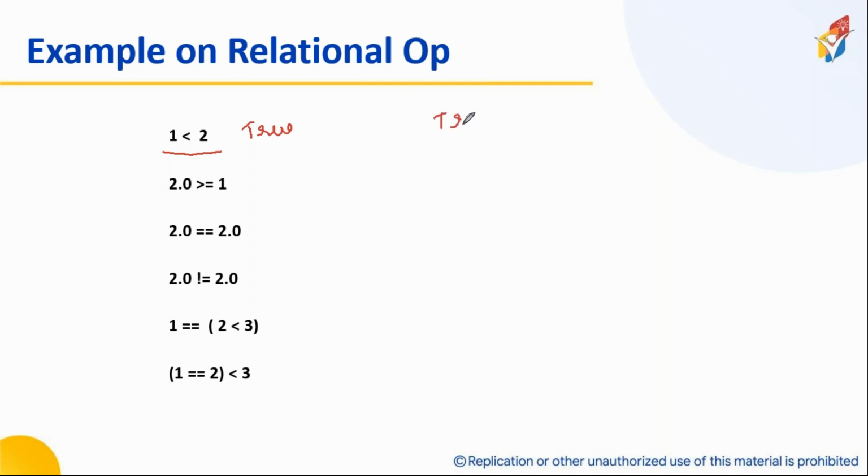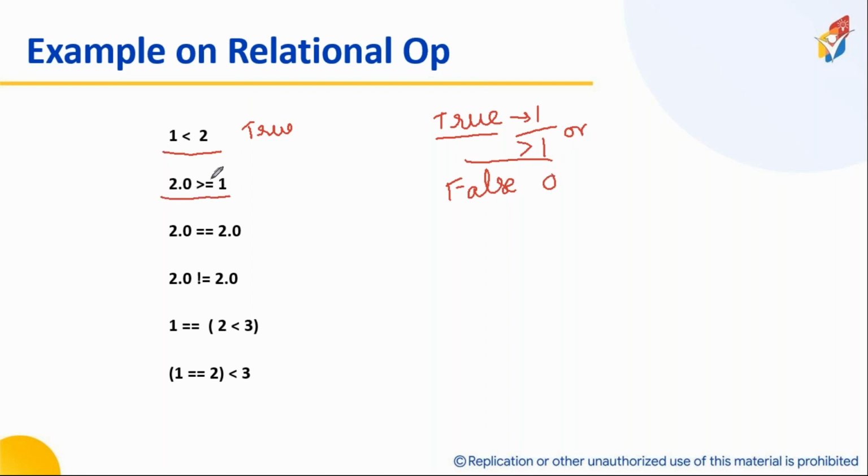Before going further, let me discuss one more point, Andy. Basically, true will be represented as one, or greater than one, both. False will be represented as zero. While solving these examples, you should keep in mind that true is represented as one, and anything greater than one is also treated as true. Zero means false.